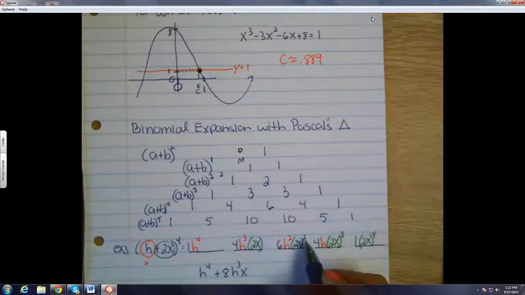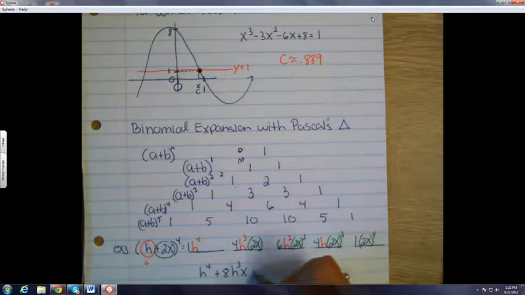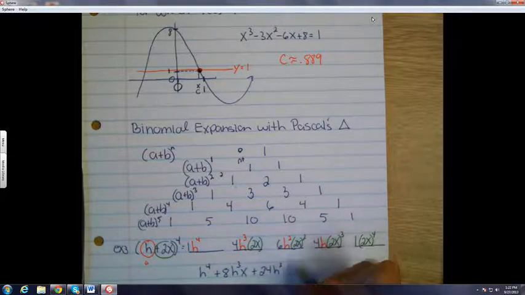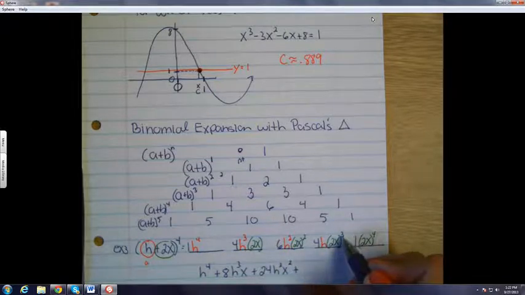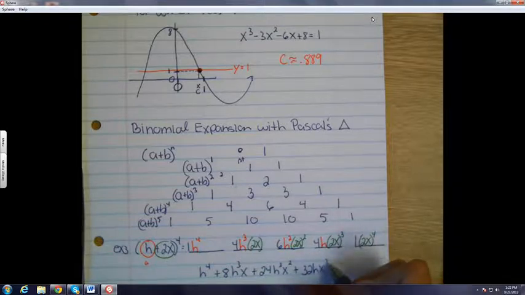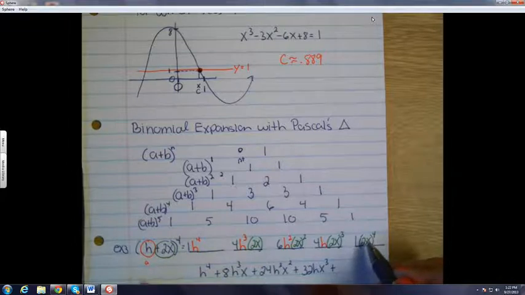Here, I've got to square the 2 first. 2 squared is 4, times the 6 is 24. I have an h squared, and I'll have an x squared. Here, cube, do your powers first. 2 cubed is 8. 8 times the 4 in front is 32. H, x is cubed. And then the last term, 2 to the fourth. 2 times 2 is 4, times 2 is 8, 16. Times the 1 is still 16, x to the fourth.